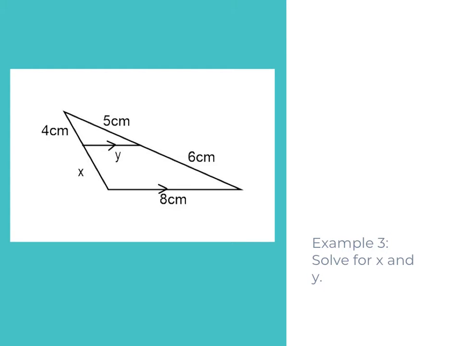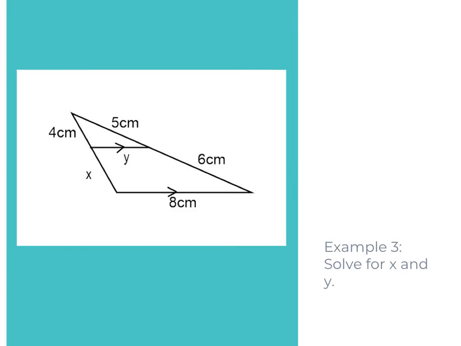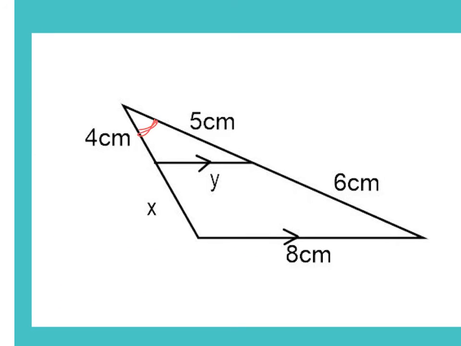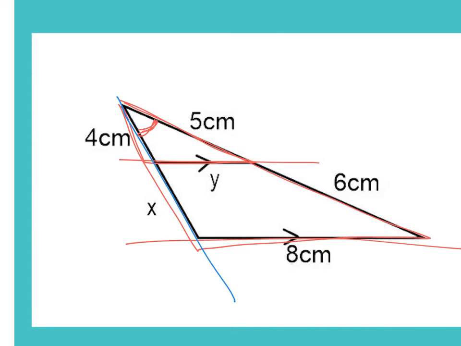Right, another example. In this one, this angle is in both triangles. I have a little triangle here, and a big triangle out here. So I automatically have one pair of equal angles. And then because I have these parallel lines, this side is going to act like a transversal.